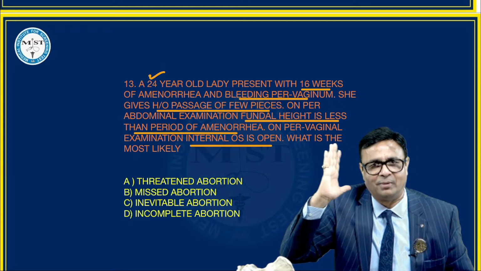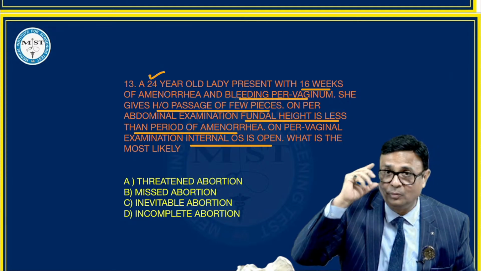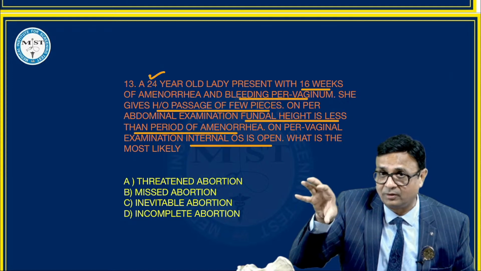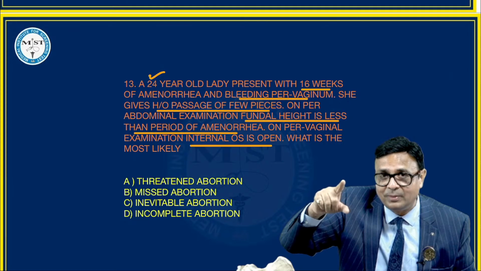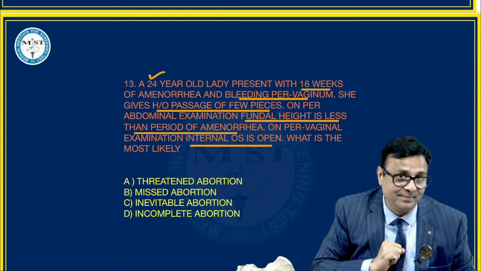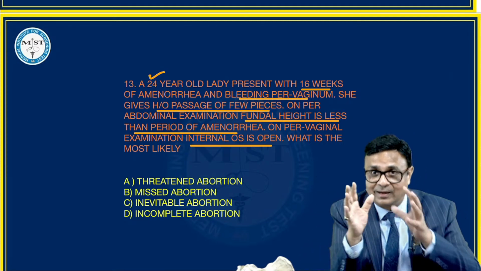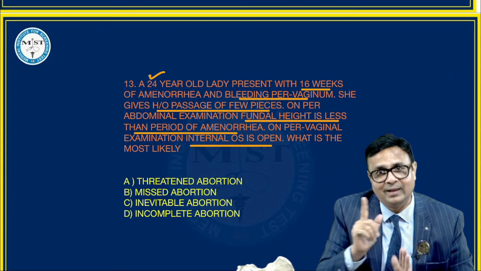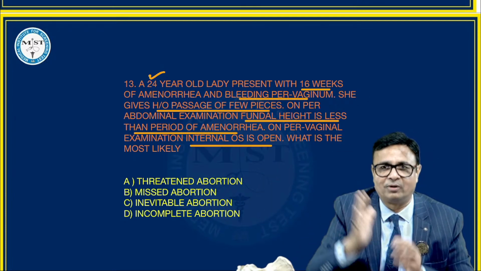This is incomplete abortion. Threatened abortion, listen to me very carefully. Examination concepts, examination question. If it is a case of threatened abortion, fundal height will be equal to period of amenorrhea because she has not passed anything. Vaginal examination, internal os will be closed. Clear? And there was no such line like she has passed some pieces. So threatened abortion is gone.